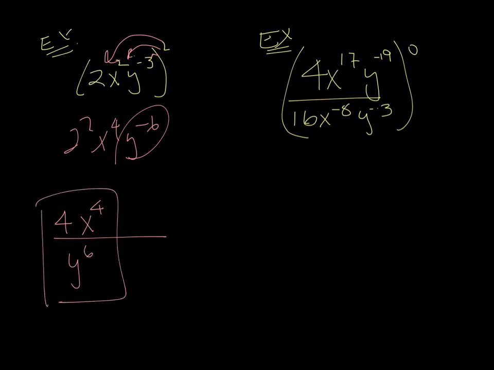This next example looks terrible, but if we notice, everything is raised to the 0 power, and if we multiply all those exponents by 0, they'll all become 0, and anything with a 0 exponent is simply 1. So that's our final answer.